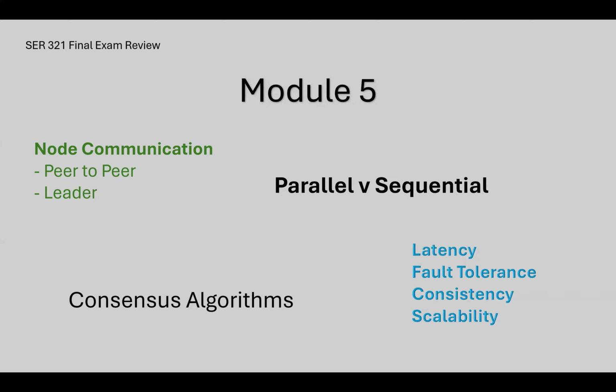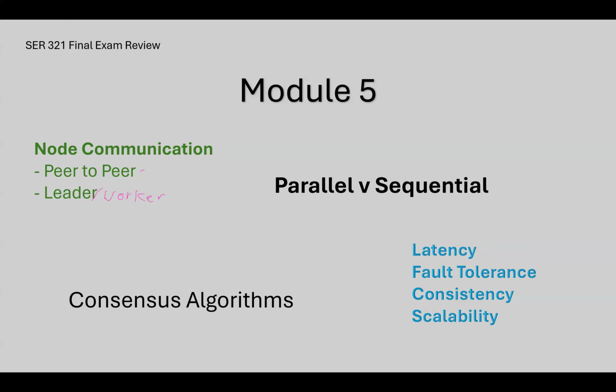What would be some of the advantages or disadvantages of having a distributed system with all peers versus having a leader and a bunch of worker nodes? The peer-to-peer is not a majority vote, and any peer can take information.